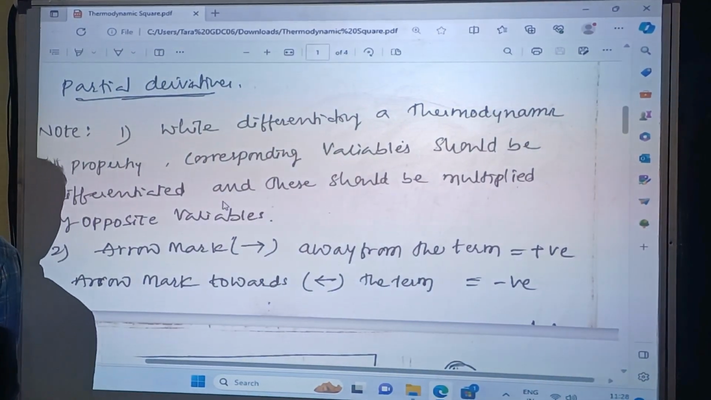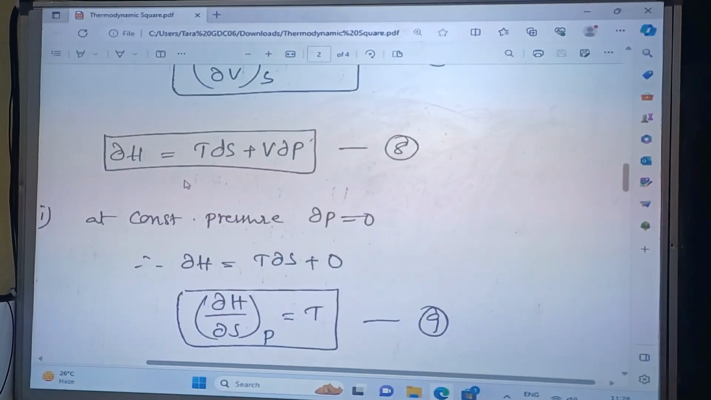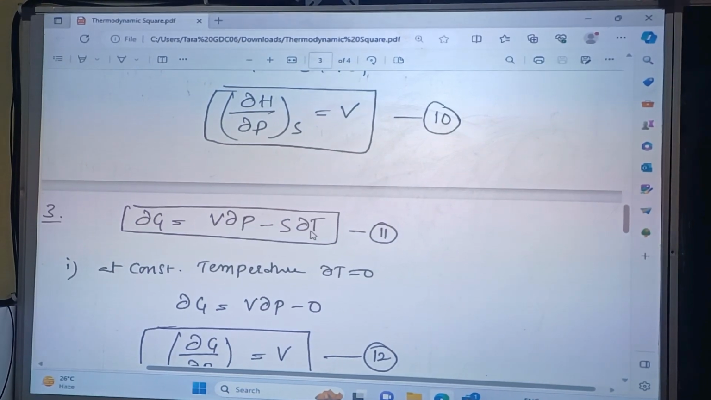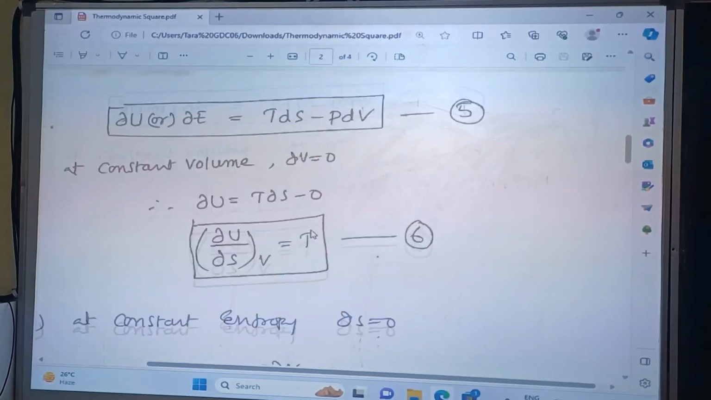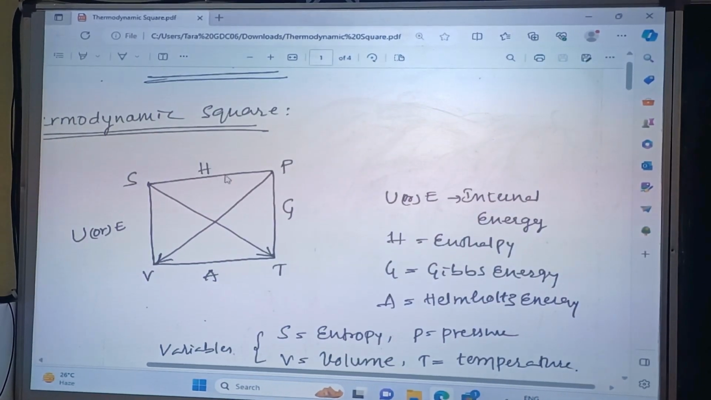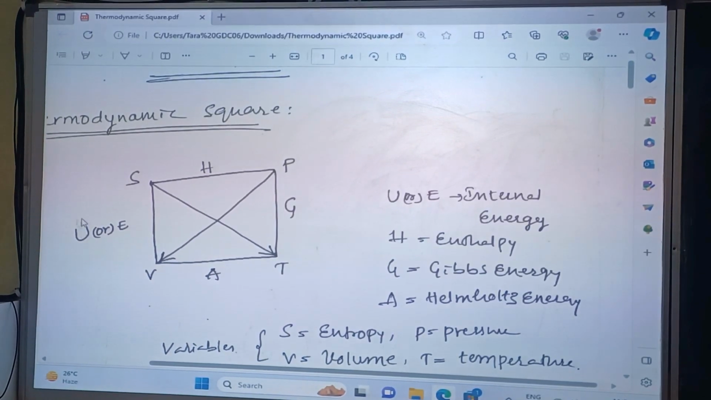Now like that we have seen, I have discussed this with the example of Gibbs energy: ∂G equal to V ∂P minus S ∂T. Like that, in every case, we are going to get the partial differential equations. Now, the first one we are seeing is ∂U.